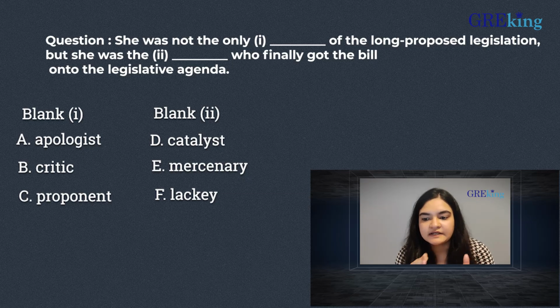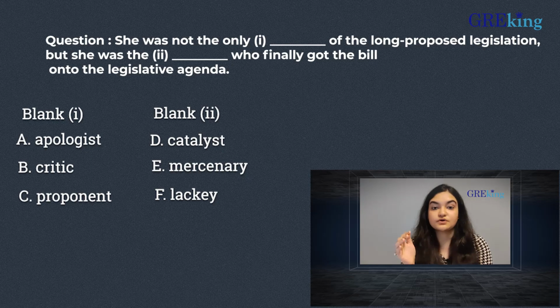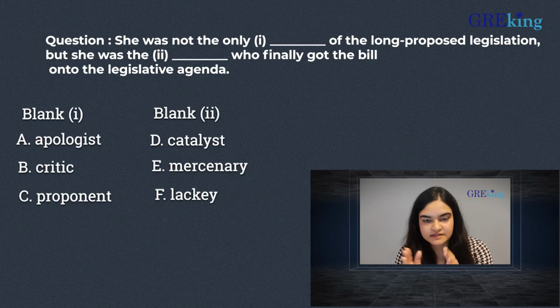She was not the only dash of the long proposed legislation, but she was the dash who finally got the bill onto the legislative agenda. One important thing is when you see the modifier "but" that is there, that means that the sentence changes its meaning. That is something that you have to focus on.